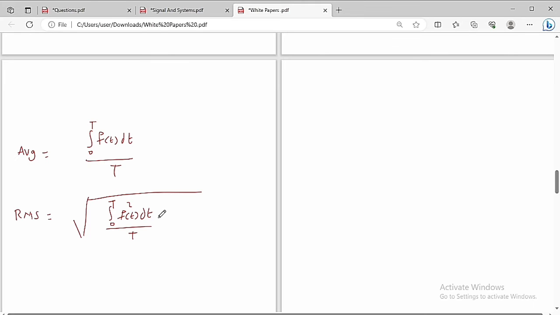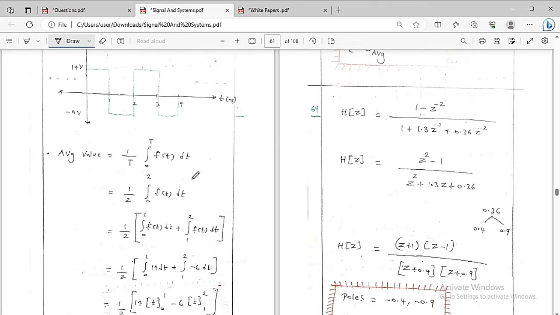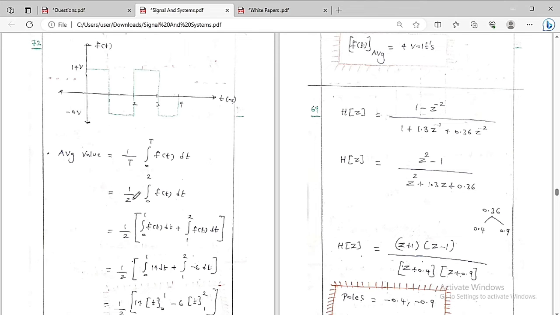So these formulas you have to keep in your mind. We are going to use the average value formula, which is 1 by T integration over 0 to T of f of t dt. What is the T? T is equal to 2 milliseconds. I'll take only 2, because the milliseconds are going to get cancelled. So 1 by 2 integration over 0 to 2 of f of t dt.